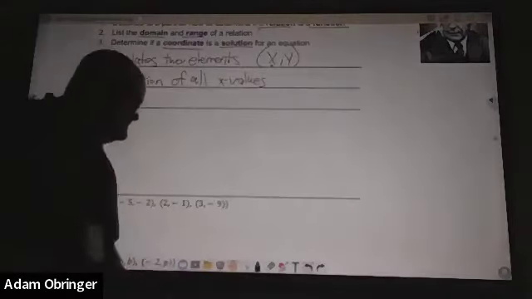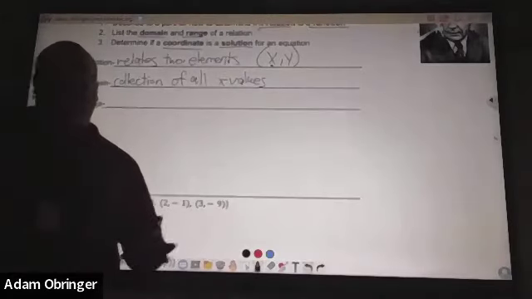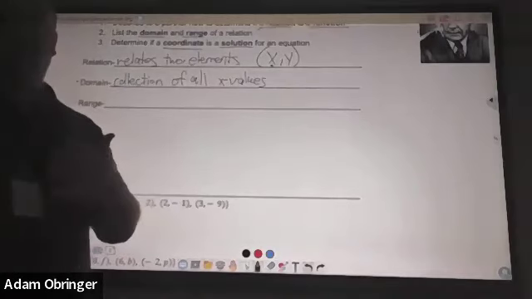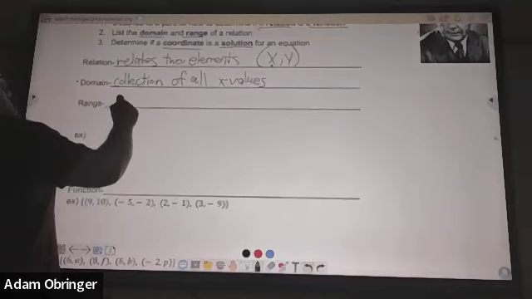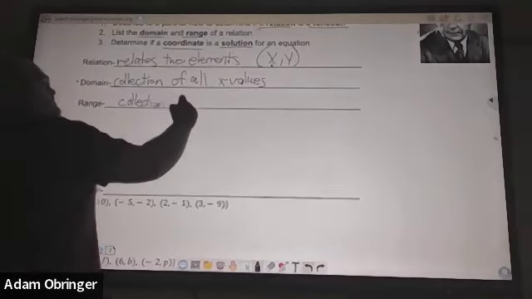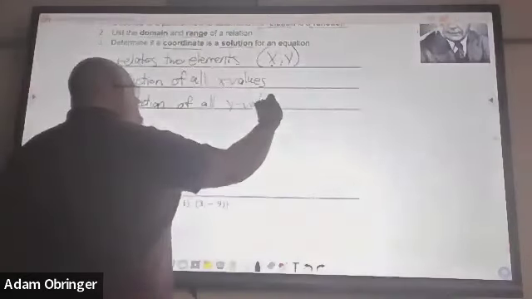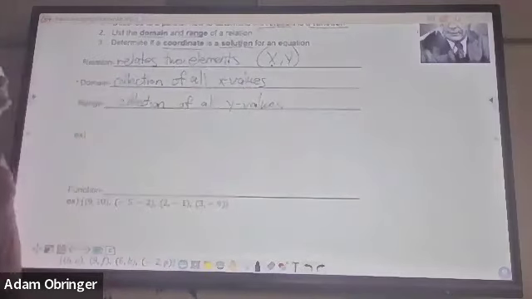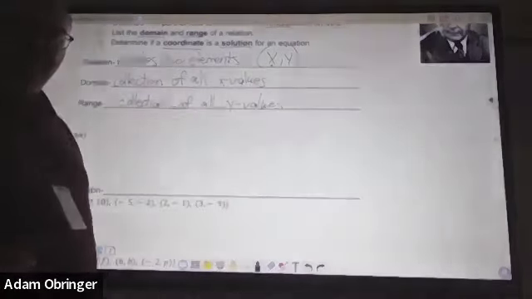Next vocab is range. If we have a word to communicate all of the x's, range is the way that we communicate all of the y's. So the range is just the collection of all y values. So here's some basic vocab to get us started with it.